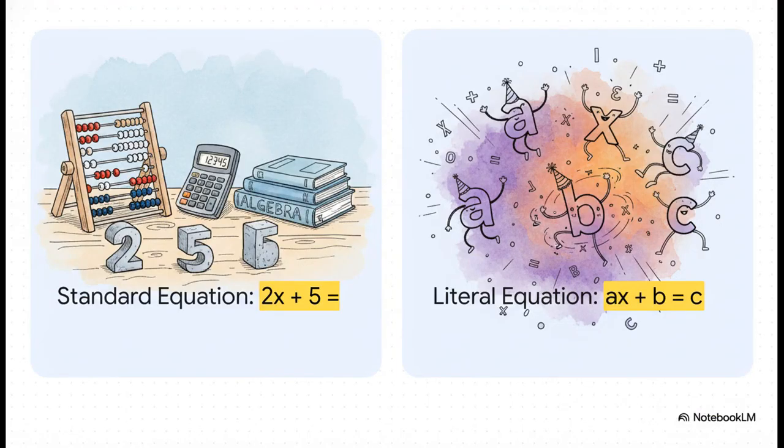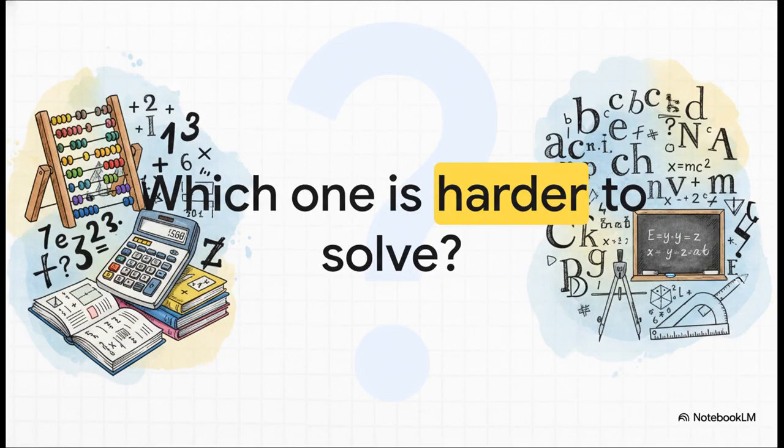So, look at this. On the left, you've got something familiar, right? 2x plus 5 equals 15. We can handle that. But then on the right, ax plus b equals c? It looks more like an alphabet party. And for a lot of us, it's way more intimidating. So, be honest. Which one do you think is harder to solve? The one with the numbers you know, or the one that's just a pile of letters?